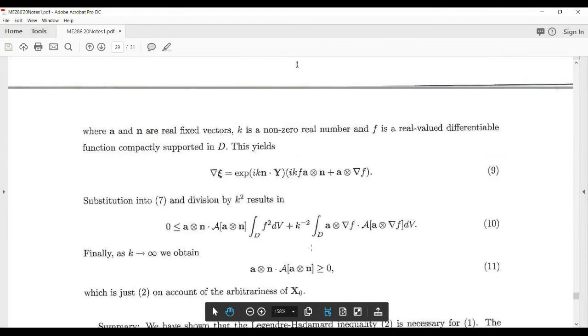Now k is entirely at our disposal. It's a number that we've chosen. We can make it as large or small as we like. Let's make it large. Let's look then at the limit of this inequality as k tends to infinity.